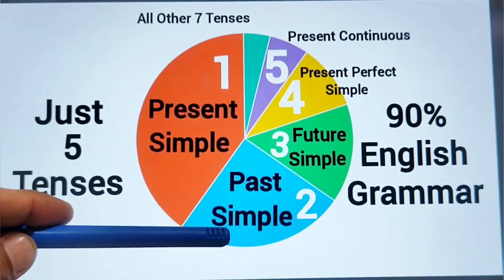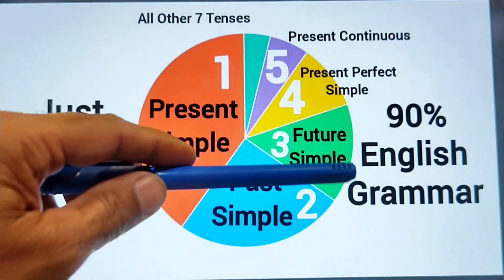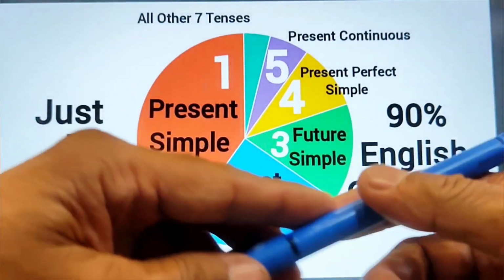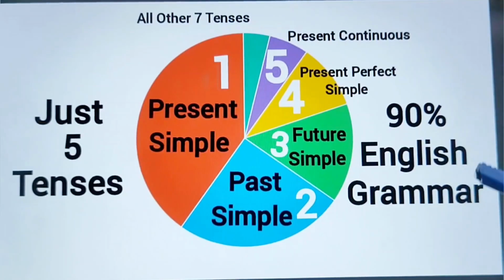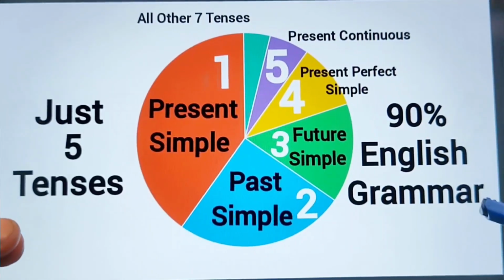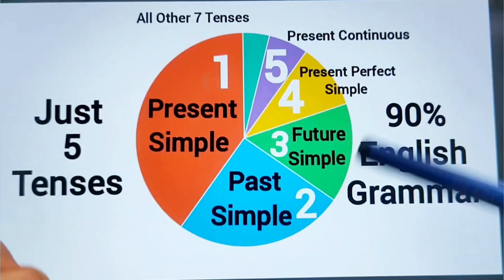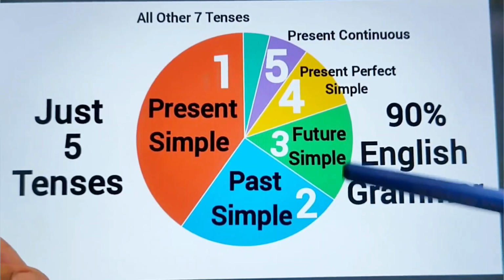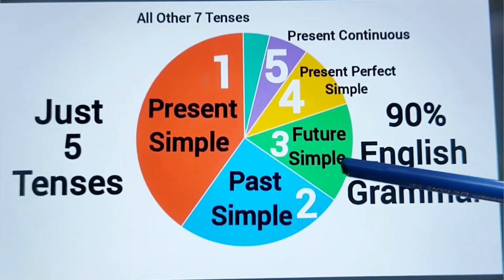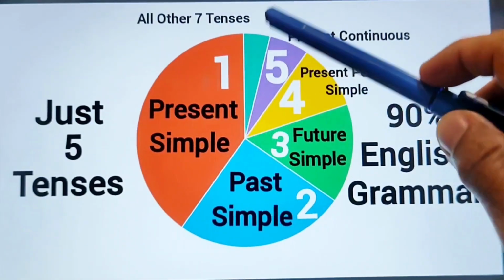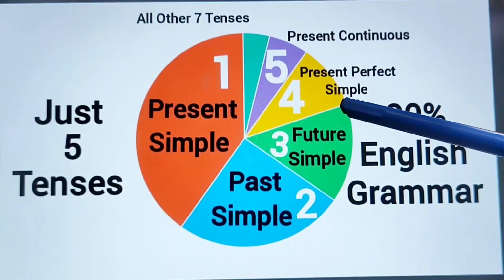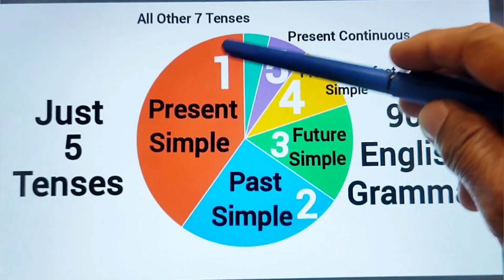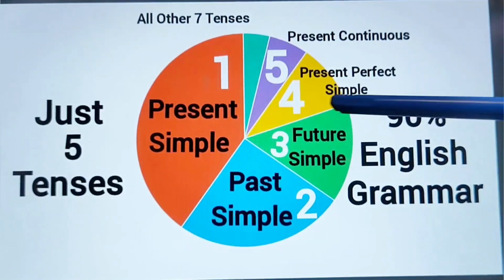And the third most used tense is future simple tense. We describe the future, what we are going to do tomorrow, or what our plans are in the future that we're going to discuss in everyday life, and we use future simple tense at that time. These 3 tenses cover about 75% of the area.